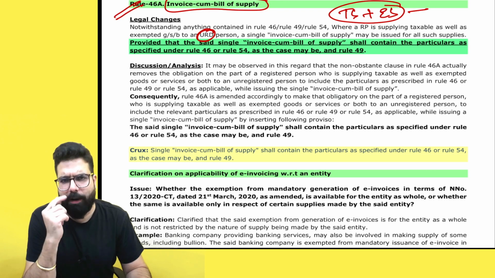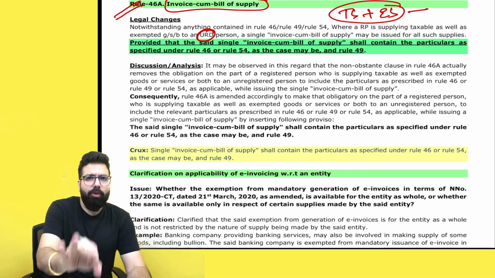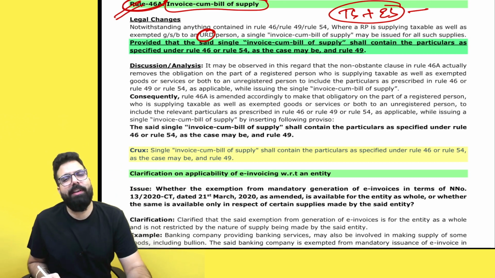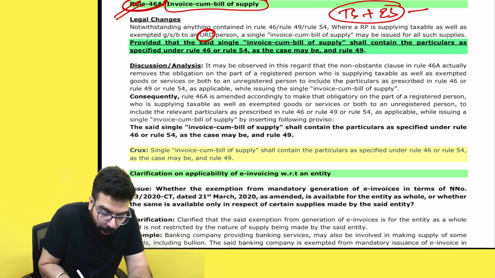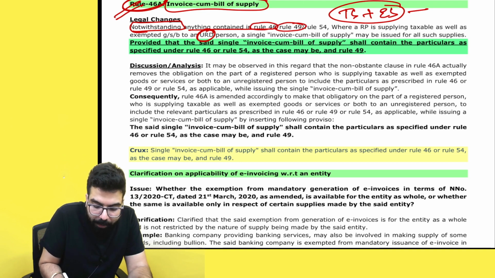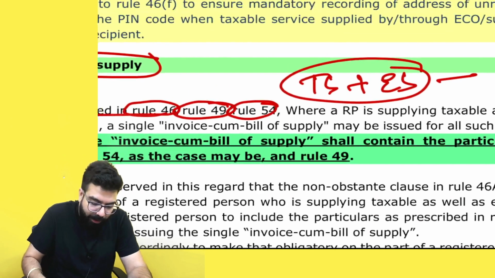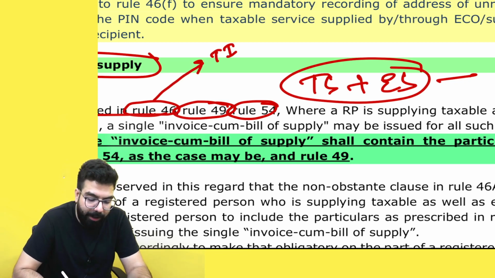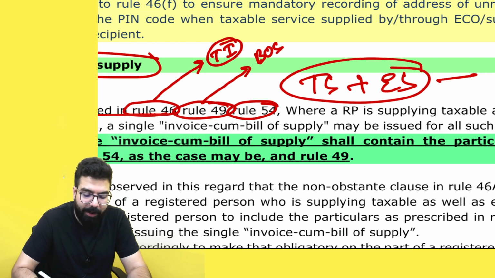Now listen to me very carefully. When you start reading rule number 46A, rule number 46A used to start like this: Notwithstanding anything contained in rule number 46, rule number 49 and rule number 54. Sir, what is rule number 46? Rule number 46 used to say what details you should capture in a tax invoice. Rule number 49 used to say what details you should capture in a bill of supply.